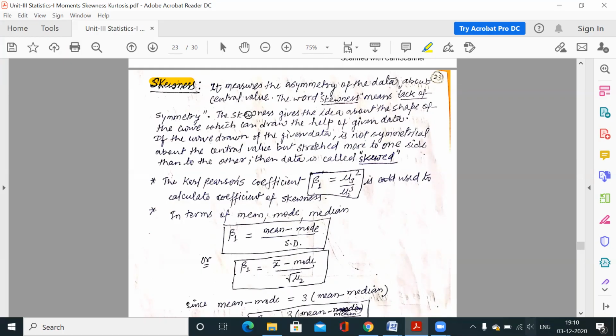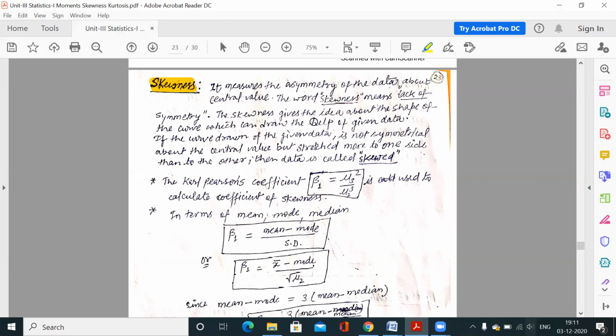And now next, the skewness. What is skewness? Skewness measures the symmetry of the data points around the central value. Or we can say it does not measure the symmetry, but it measures the asymmetry of the data about the central value. So what does it mean?